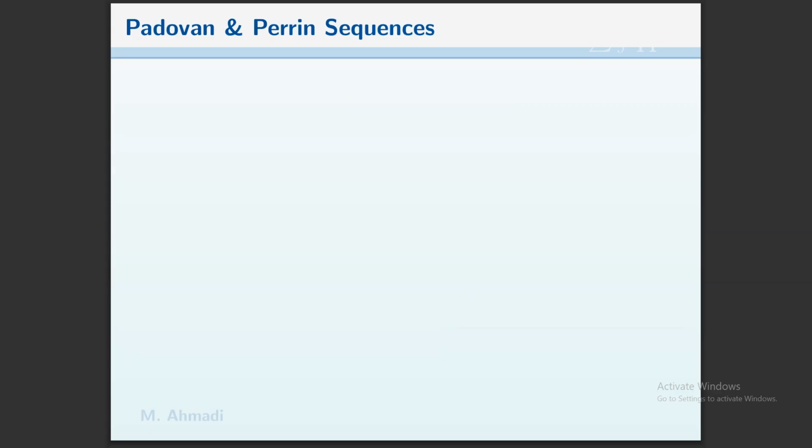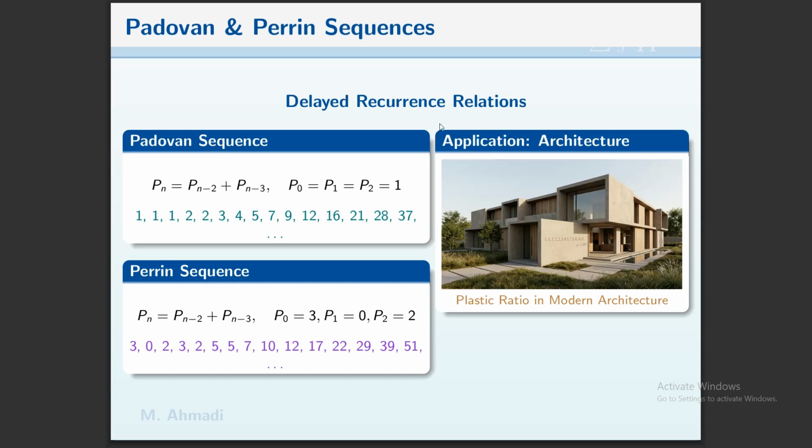And also another sequence called the Padovan and Perrin sequences. The Padovan sequence is defined by a linear recurrence relation. We have Pn equals Pn minus 2 plus Pn minus 3, and P0, P1, P2 equal 1. So the generated sequence for the Padovan sequence is 1, 1, 1, 2, 2, 3, 4, 5, 7, 9, 12, 16, 21, 28, and 37, and so on.